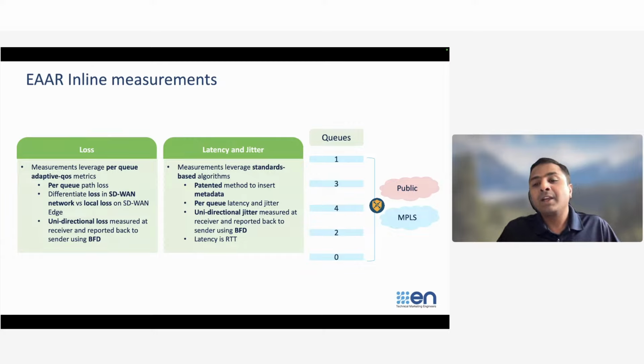And again, like in loss, the receiver will report the jitter back to the sender using the BFD. Latency is still round trip time measured, so it is round trip time, and loss and jitter are unidirectional.